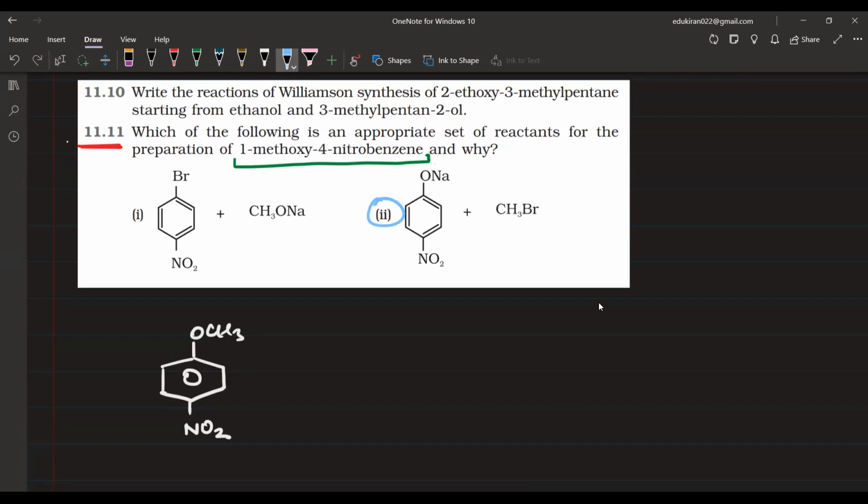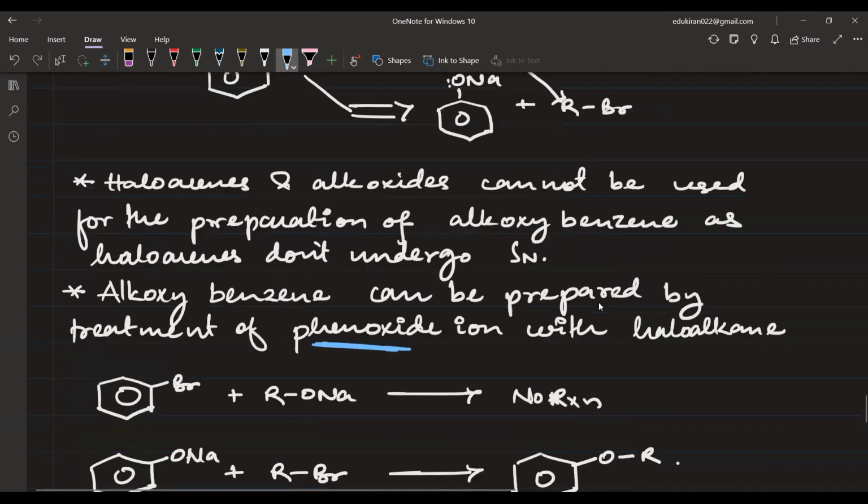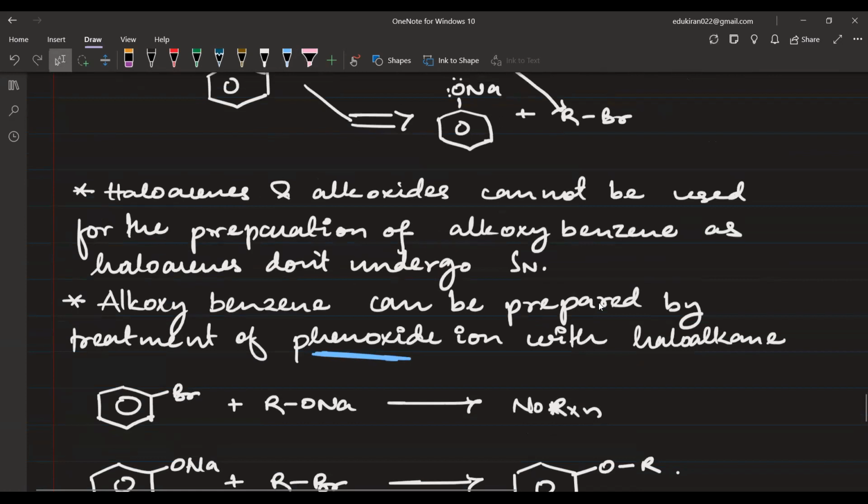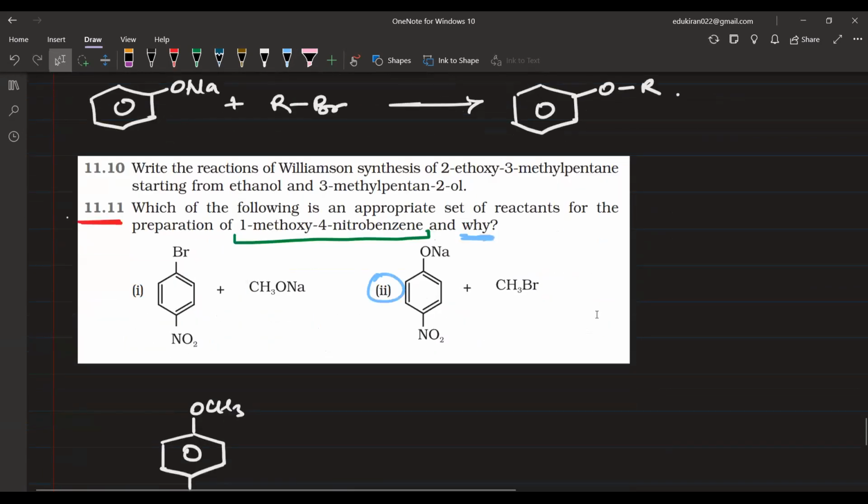Right. Okay. Then they are asking why. है ना? So why में आप क्या answer कीजिएगा? You will say that haloarenes and alkoxide cannot be used for the preparation of alkoxybenzene, as haloarenes do not undergo SN. बस. आई बात समझ में? जी sir.